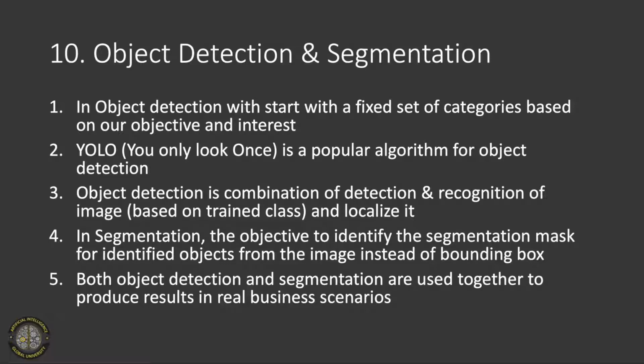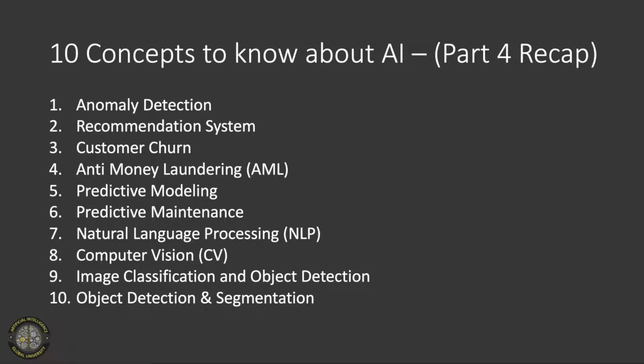So if you are trying to put together a solution, you try to use deep learning, object detection, segmentation, and various other solutions coming out of computer vision, whether they are practical or still in the release stage, and you combine everything together to generate the business result. So that's all we covered in this presentation. We covered these 10 concepts. We started with anomaly detection, recommendation systems, customer churn, anti-money laundering, predictive modeling, predictive maintenance, natural language processing, computer vision, image classification and object detection, and finally segmentation.